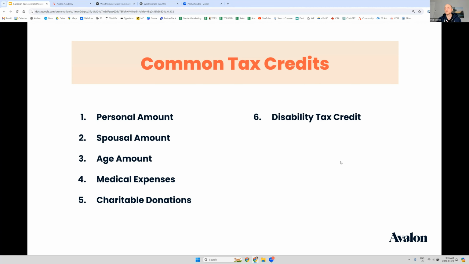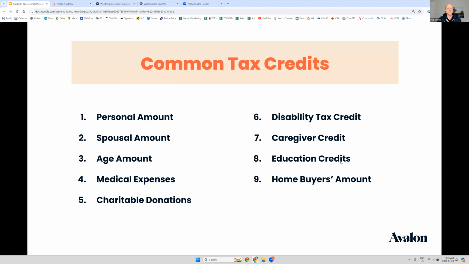Disability tax credit, so those with severe or prolonged impairments can qualify for this additional tax credit. There's a caregiver amount, so this is for those who are caring for a dependent with an impairment. You get tax credit for that. Education credits, so that's like tuition fees, textbook amounts for qualifying post-secondary education. You can get tax credits for those.